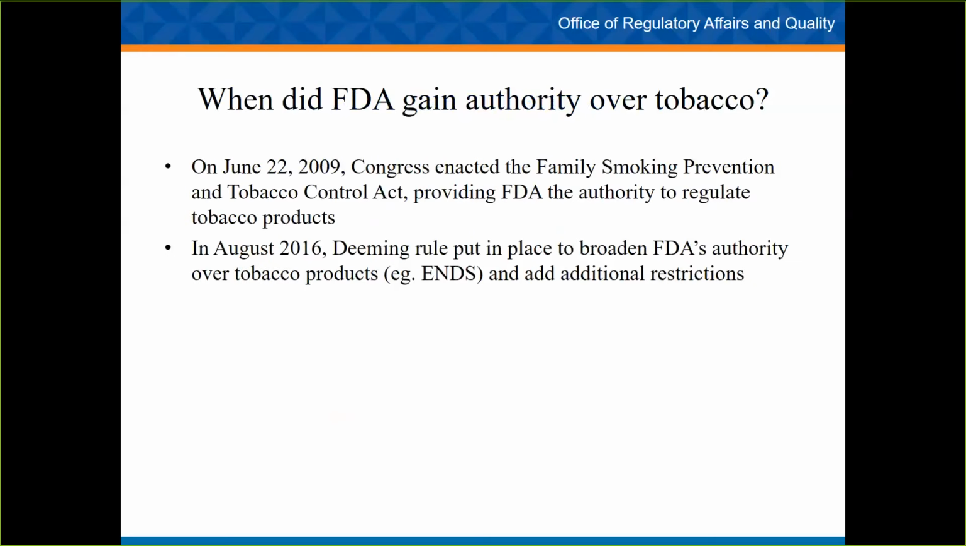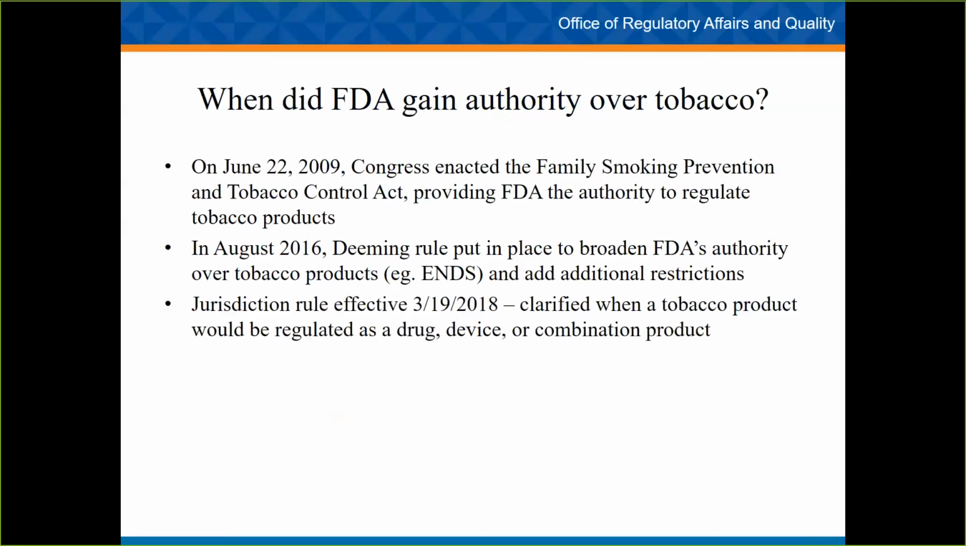Then in August 2016, the Deeming Rule was put in place to broaden FDA's authority over all tobacco products and also added some additional restrictions. Back in the early 2000s, when Congress was enacting the Tobacco Control Act, they weren't aware so much of vapes and e-cigs and things like that. As those became very popular, the Deeming Rule came out, broadening FDA's authority to also include those.